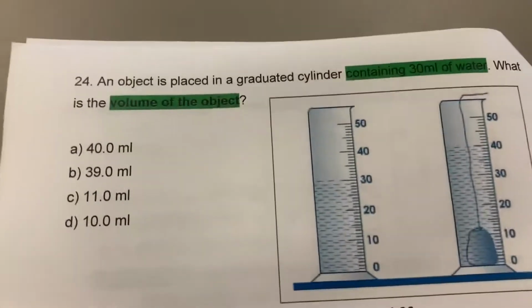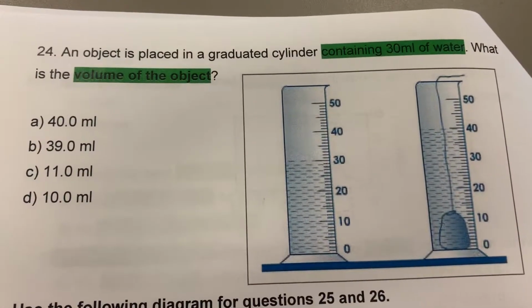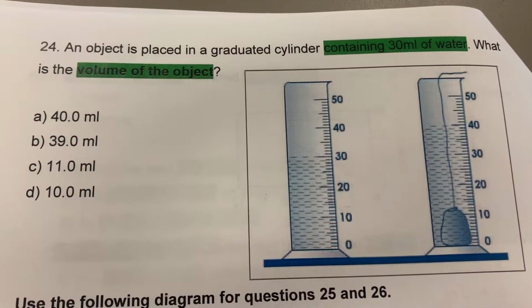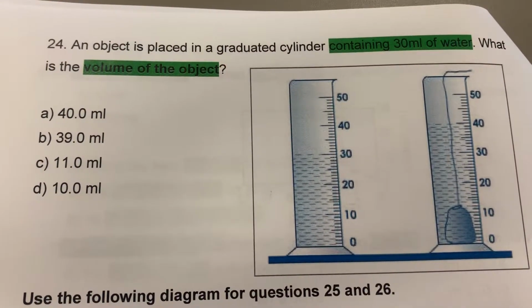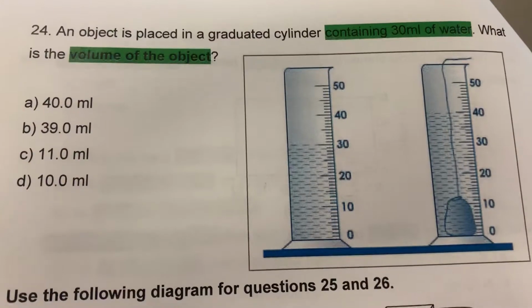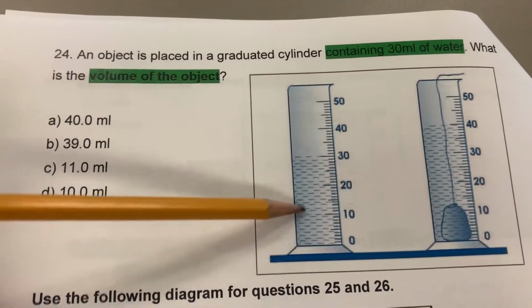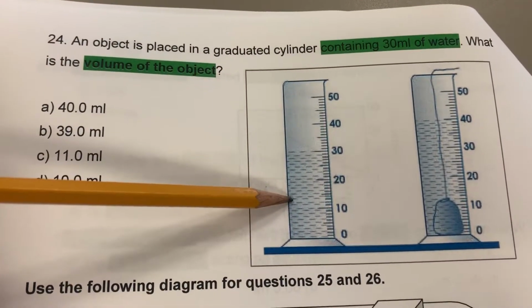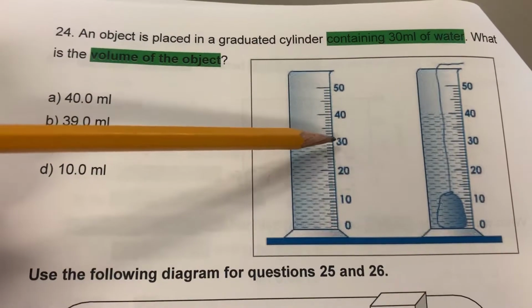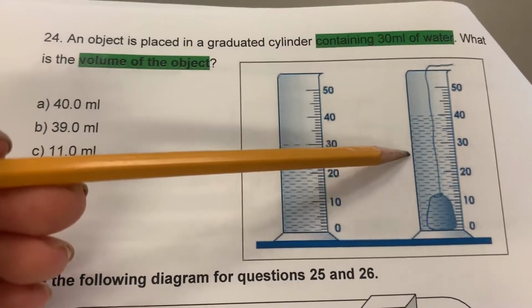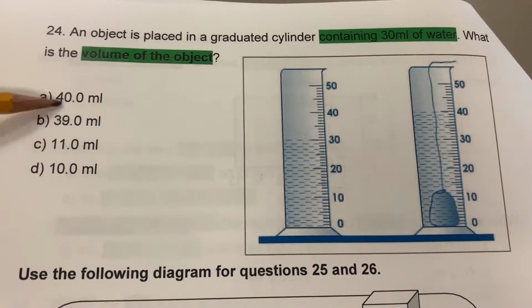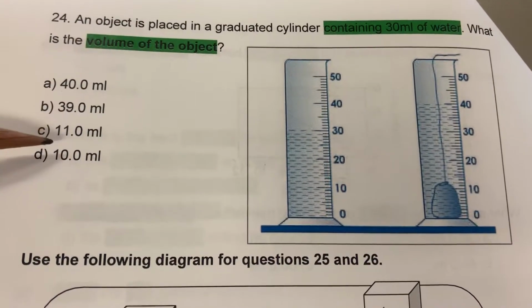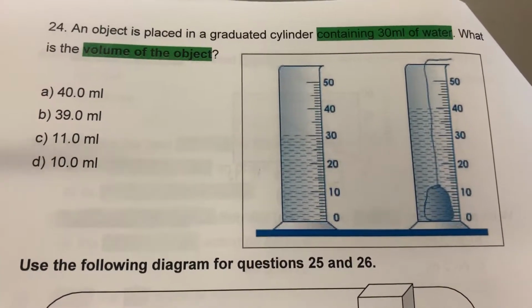24. An object is placed in a graduated cylinder containing 30 milliliters of water. What is the volume of the object? So an object is placed in a graduated cylinder that has 30 milliliters of water. What is the volume of the object? 40 milliliters, 39 milliliters, 11 milliliters, or 10 milliliters?